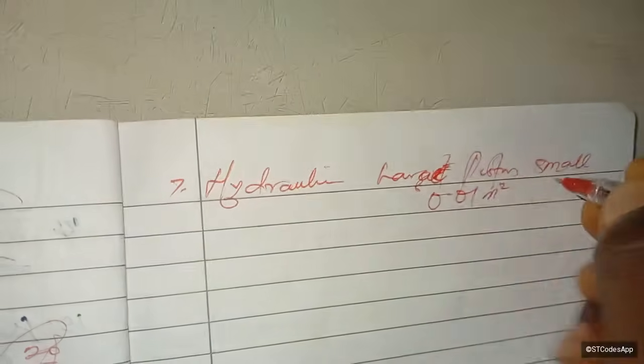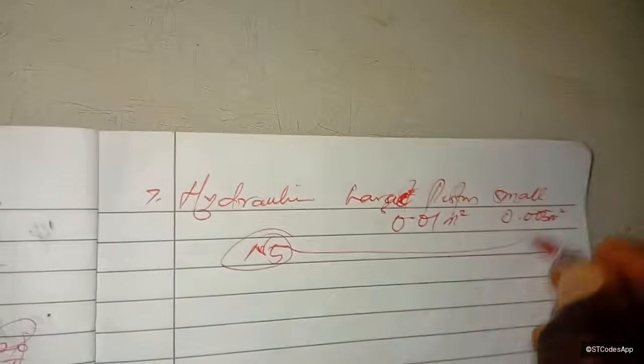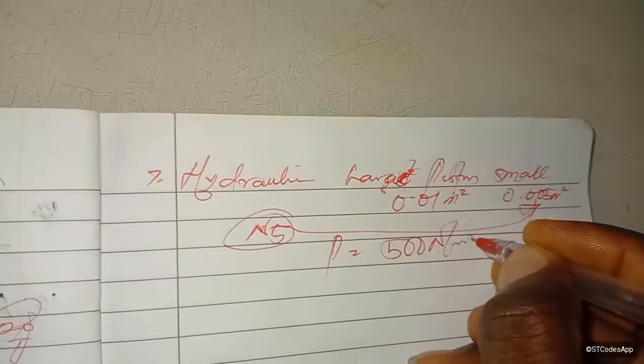The large piston was said to have 0.01 meter squared area. This one, 0.05 meter squared area. And then a force of 5 Newton was applied on the large one. And he now asked, what is the pressure? The pressure is basically just 500 Newton per meter squared.